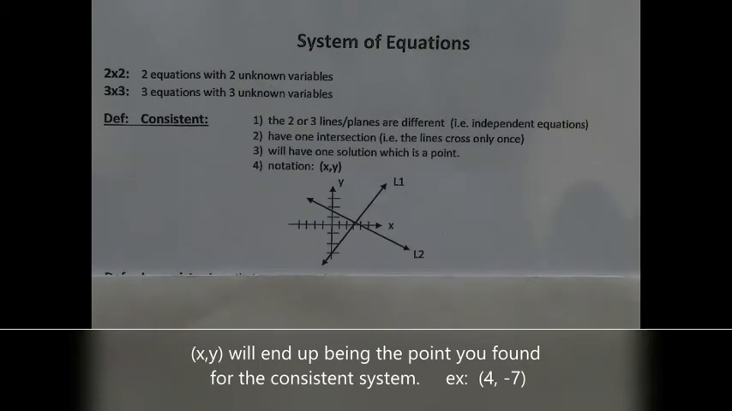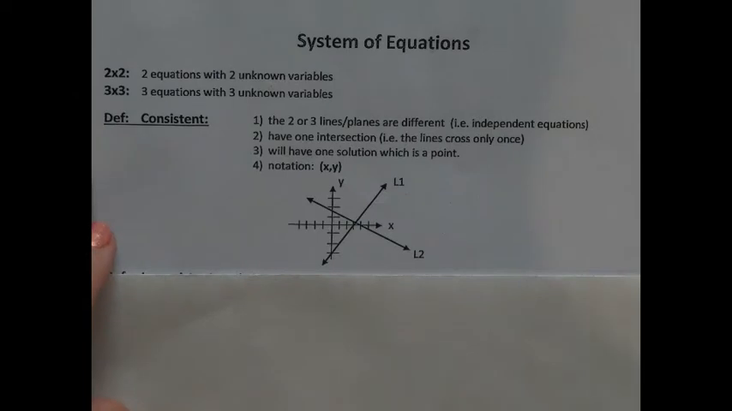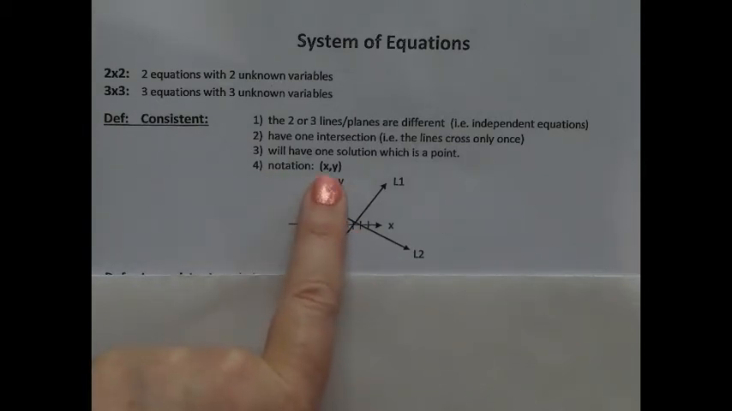Here's a visual of our problem. So we have line 1 and line 2. They cross at one point. That one point will be our answer. Our answer will be of the form (x, y), so (1, 5), (-3, 2), etc. So a consistent system crosses one time. It has one solution, and that solution is the point, inserted there.